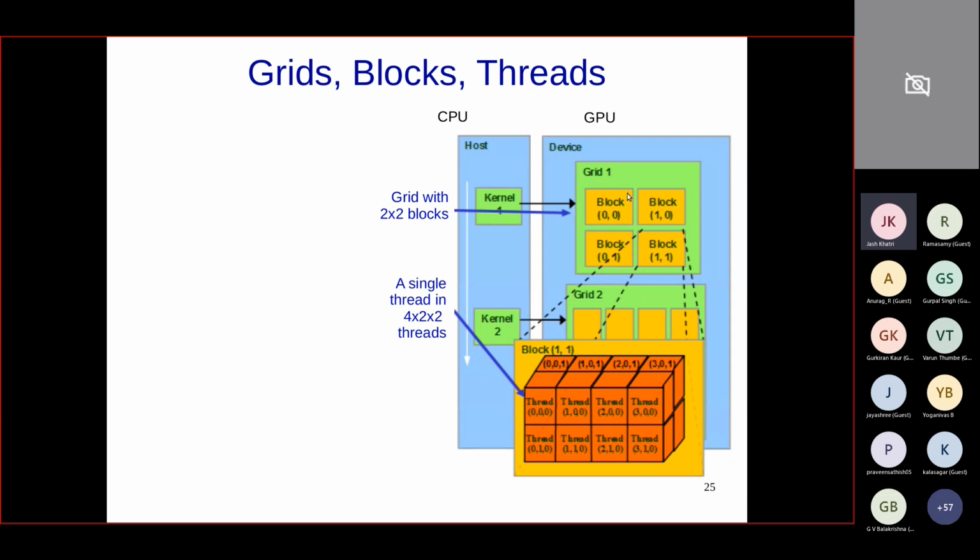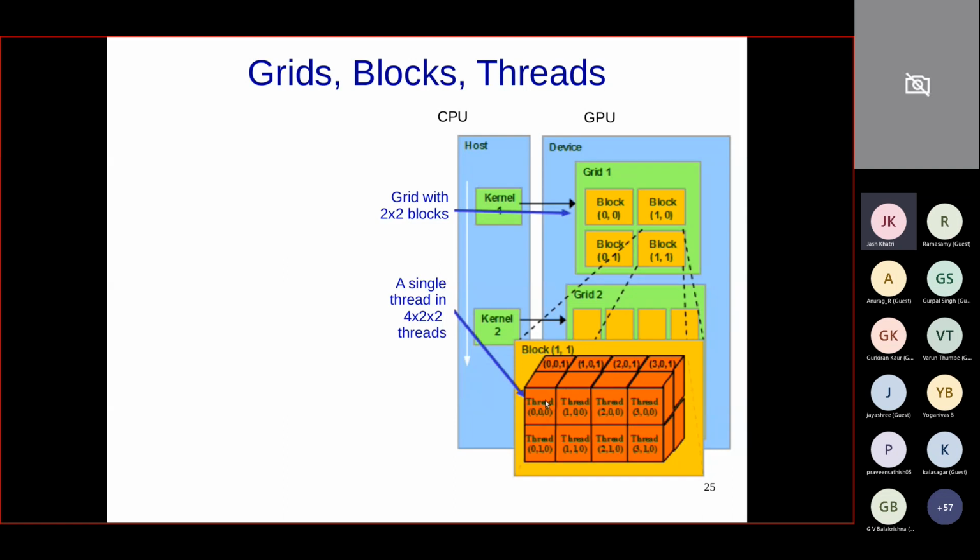So this block is 0 comma 0. Similarly for this block, blockIdx.x is 1 and blockIdx.y is 0. So it's block number 1 comma 0, and so on for the rest of the blocks. And as I said, each block again has 3 dimensions. It can also have 1 dimension or 2 dimensions, but in this case it has 3 dimensions.